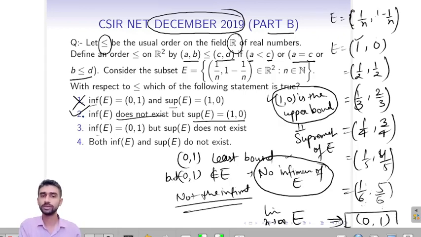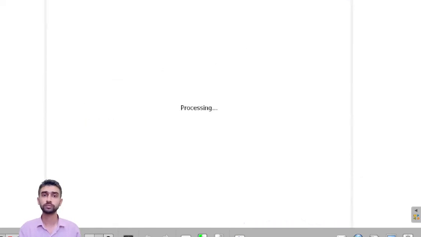It says infimum is (0, 1). Don't read further, remove it. Both infimum of E and supremum of E do not exist. No, it is not correct. Supremum of E is (1, 0), so this is also incorrect. Option 2 is correct.